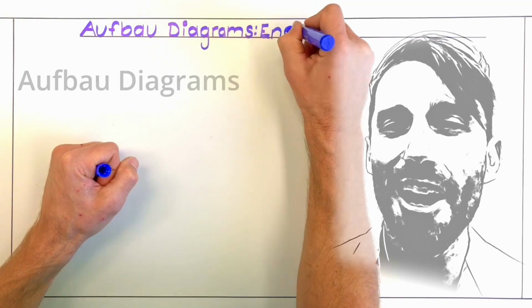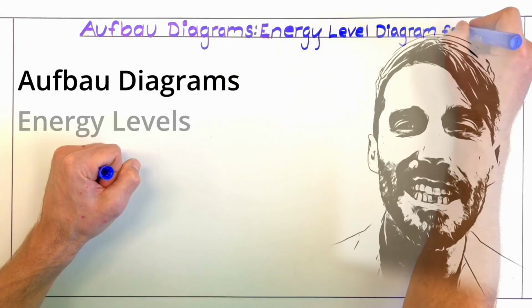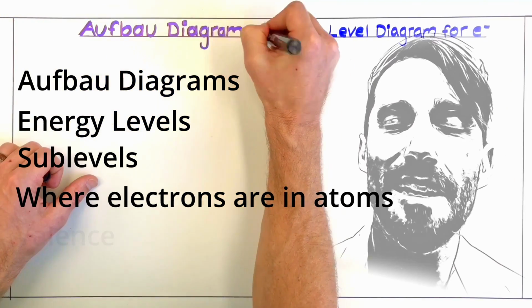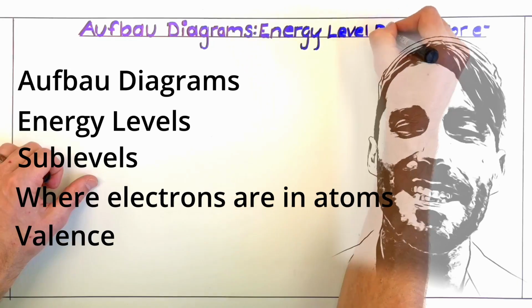Today we'll be checking out Aufbau diagrams, learning about energy levels, sublevels, where electrons are in those atoms, and ultimately how we can use that to learn about valence and electron configuration.